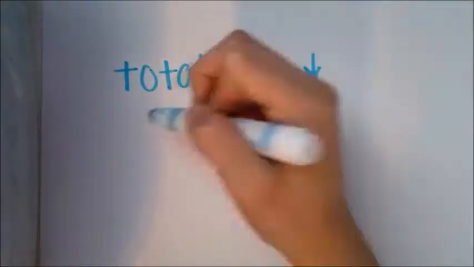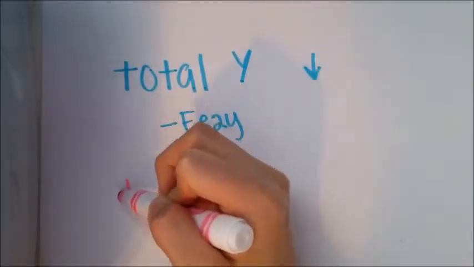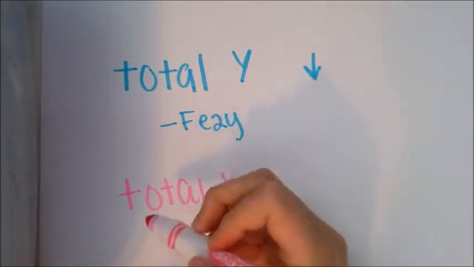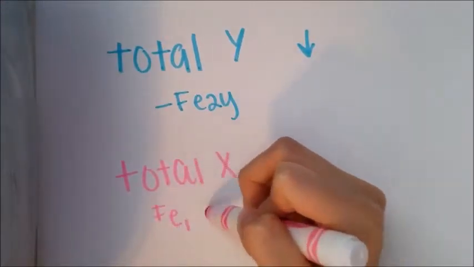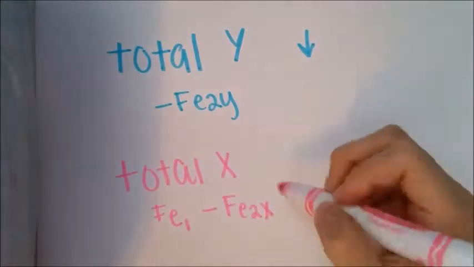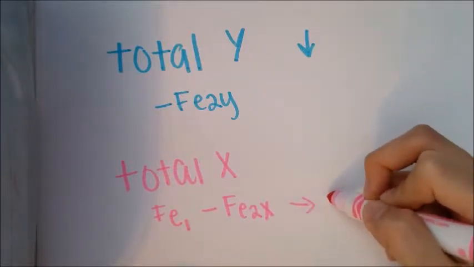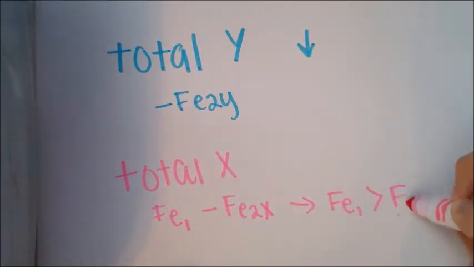We can calculate the total y and x forces. The total y is just negative F of e of 2 of y. The total x is F of e of 1 minus F of e of 2 of x, assuming that F of e of 1 is greater than F of e of 2 of x.